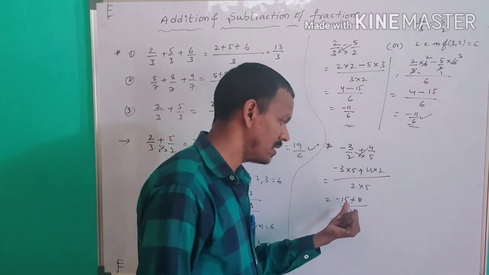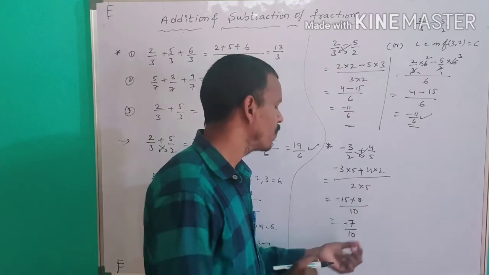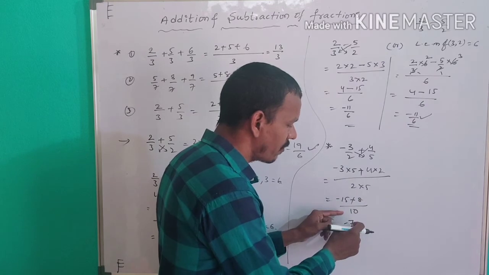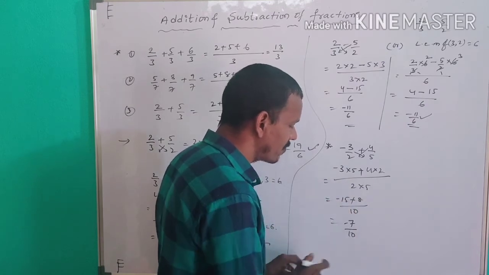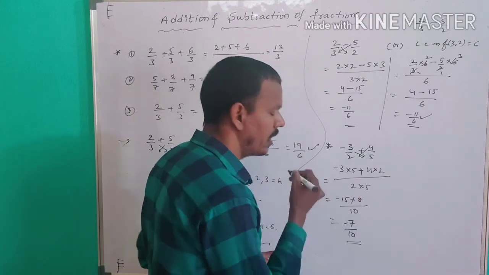Once again, one is negative and one is positive, so we subtract. Don't forget that. Minus 15 plus 8 is minus 7, because 15 minus 8 is 7, but the biggest is minus, so the answer becomes minus. Is there any cancellation? If we can cancel, we cancel. Otherwise, that is the answer.